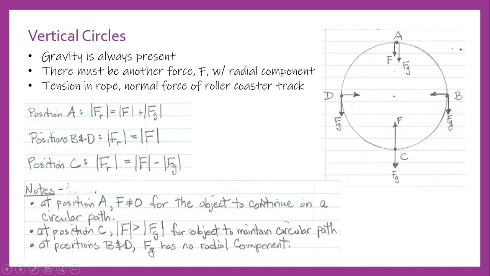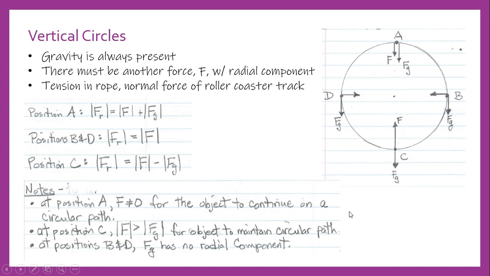At position C, F needs to be greater than F sub g so that there is a net radial force pointing towards the center of the circle. If F sub g is larger than F, then the net radial force is going to point in this direction, and the object will start following a curve or circular path that has some point down here as its center. As we mentioned before, at positions B and D, F sub g has no radial component.